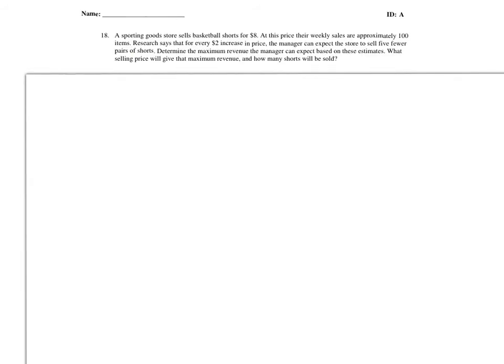All right, next up here, let's see, we're selling basketball shorts for $8. Right now we're selling about 100 of them. So again, we're going to maximize revenue here. So that'll be the price times the number of people that buy them. And then for our number of people that buy them, right now we got 100 people. And it says for every $2 increase, we're going to sell 5 fewer. So for $2, it's going to change by 5. So for 1, it's actually going to change by 5 over 2.